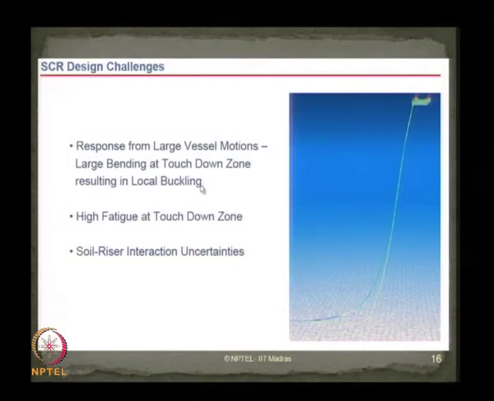These risers are also unfortunately subjected to high fatigue at the touchdown zone. Therefore, they become the critical failure point of these kind of risers. The soil riser interaction uncertainties cause additional complexity and impose a very serious design challenge to these kind of risers.